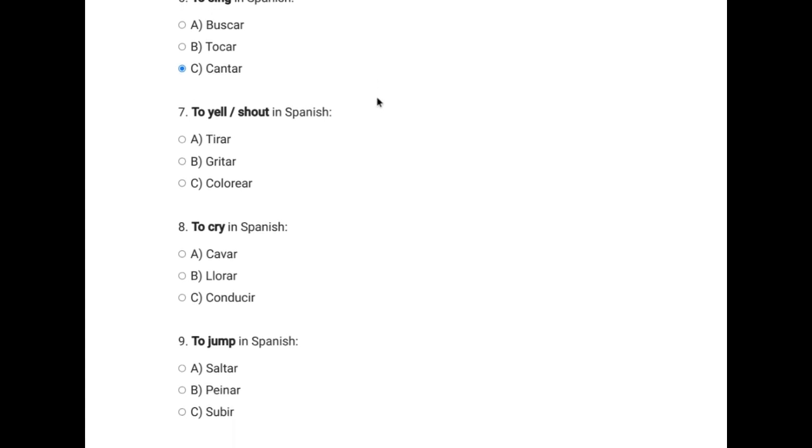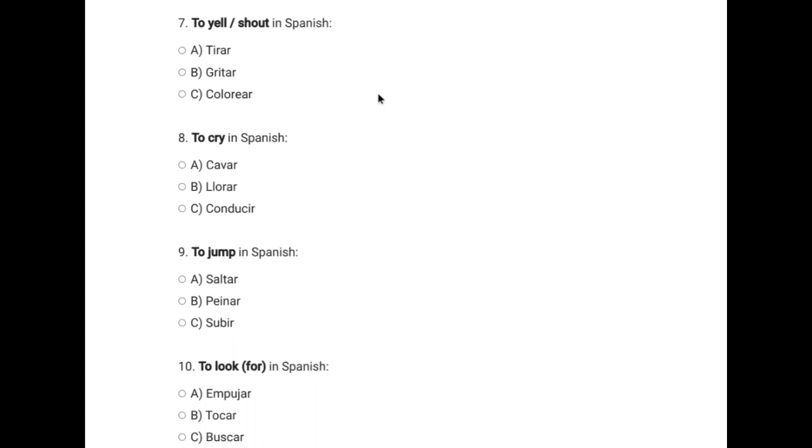Number 7 says to yell or to shout in Spanish. Then we have the options tirar, gritar, and colorear. So which one of these options would be to yell and shout in Spanish? The correct answer would be B, gritar.